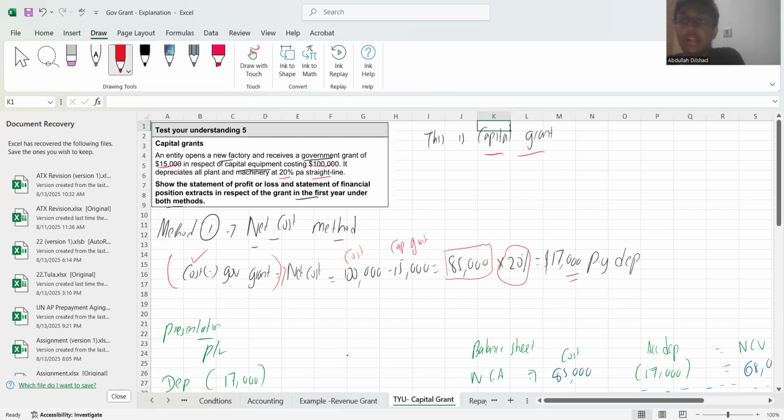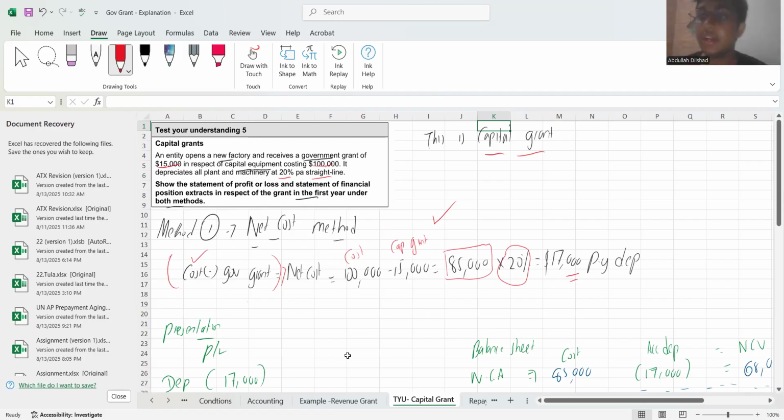Right? If you did it in the normal method, you would have come up with 100,000 into 20%, which is 20,000, as the depreciation. So this method is favorable. Why? Because it is reducing your depreciation by 3,000 rupees.